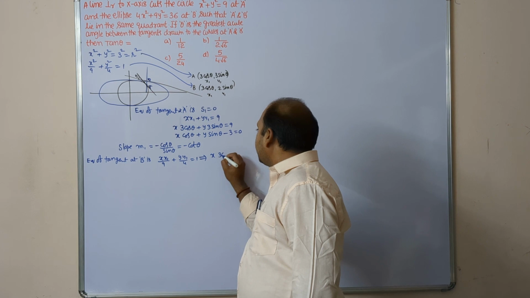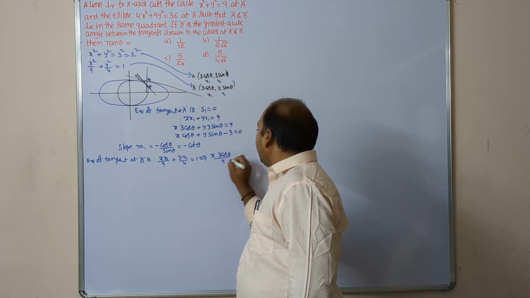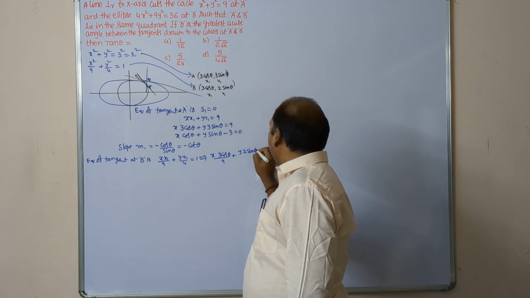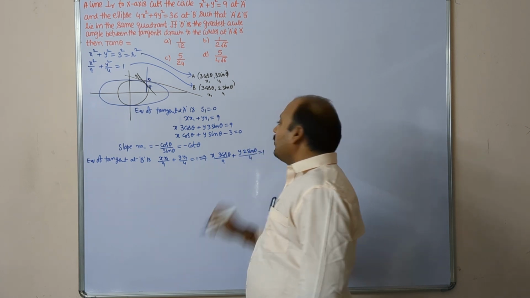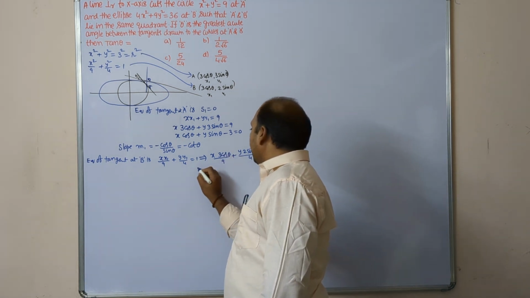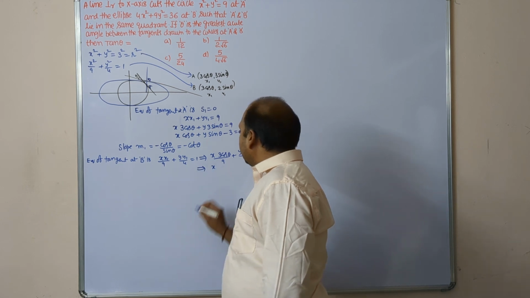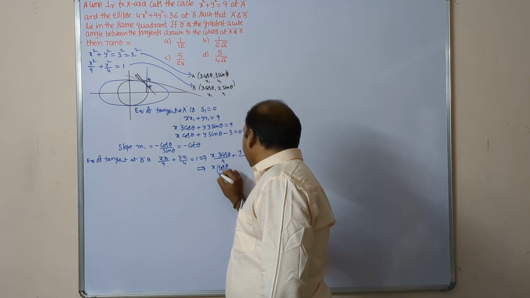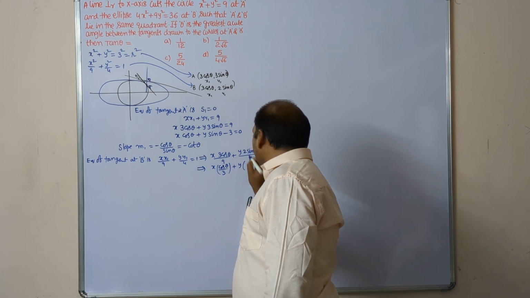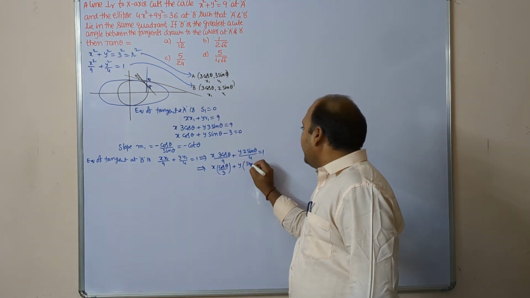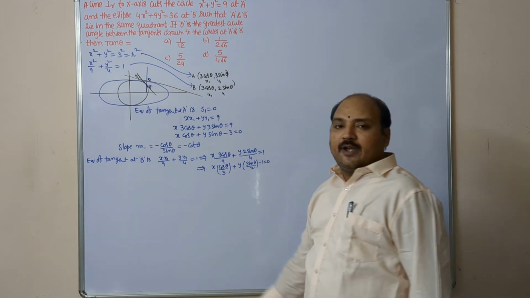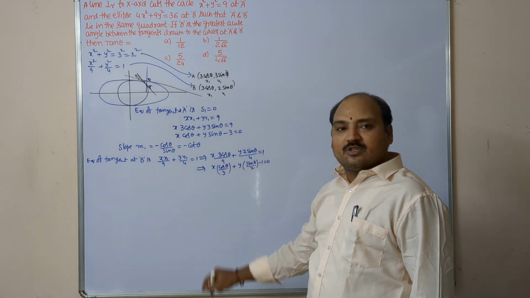x into 3 cos theta divided by 9 plus y into 2 sin theta divided by 4 is equal to 1. 3 ones are 3, 3 threes are 9. So therefore x into cos theta by 3 plus y into sin theta by 2, 2 ones are 2, 2 twos are 4, that 1 we can take this side minus 1. It is in the form of ax plus by plus c equal to 0 now.